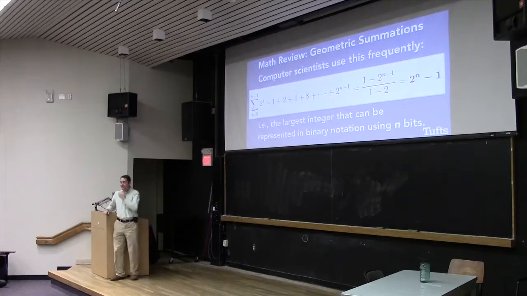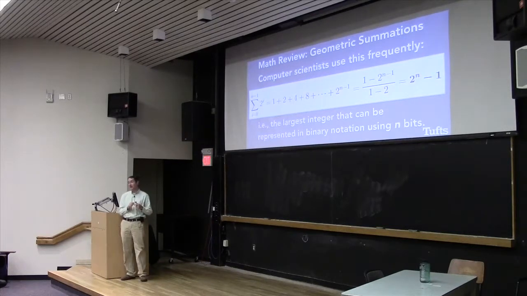Computer scientists use the following geometric summation pretty frequently. You should kind of know what it means, and we'll go over it a little in a couple minutes. You go from i = 0 to n minus 1, and you're summing 2 to the i. And 2 is a very important number for computer scientists because binary is based on 2.